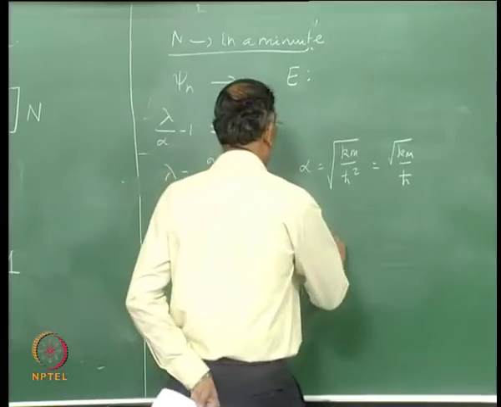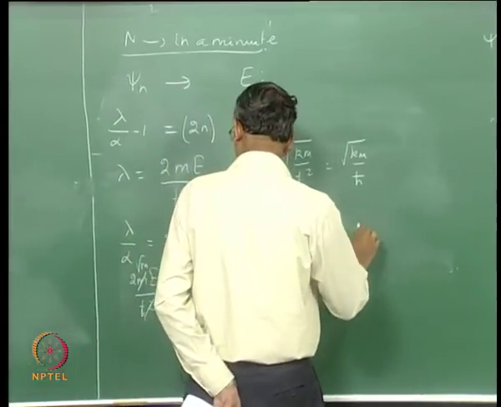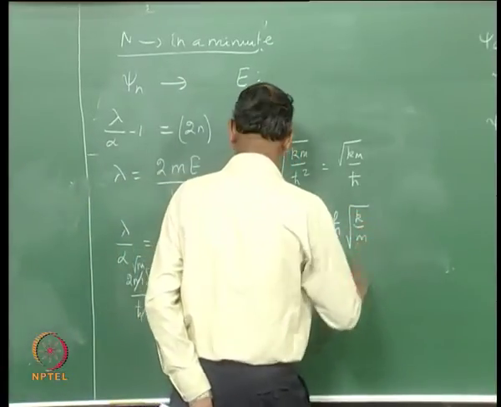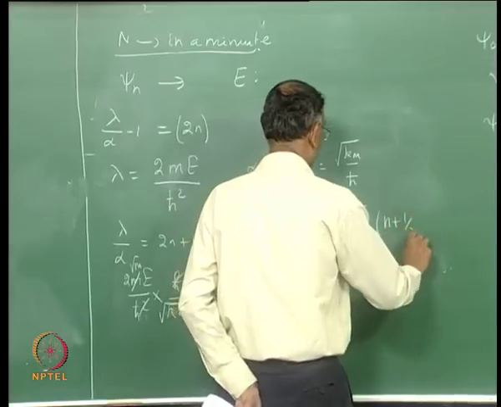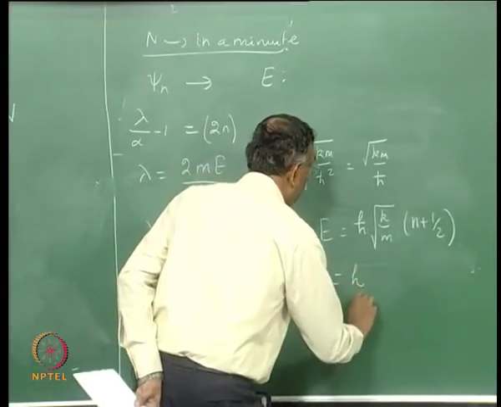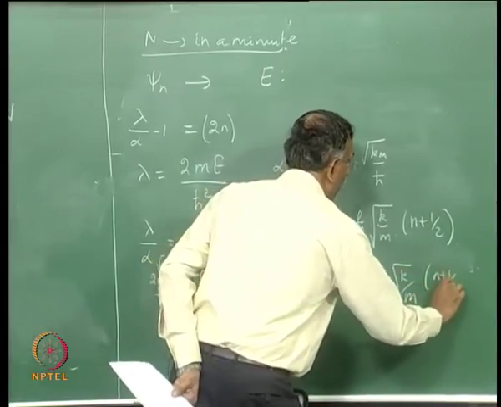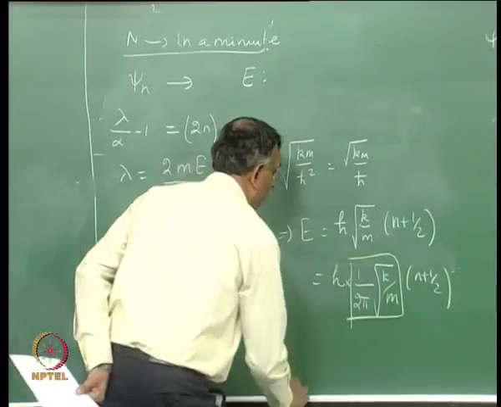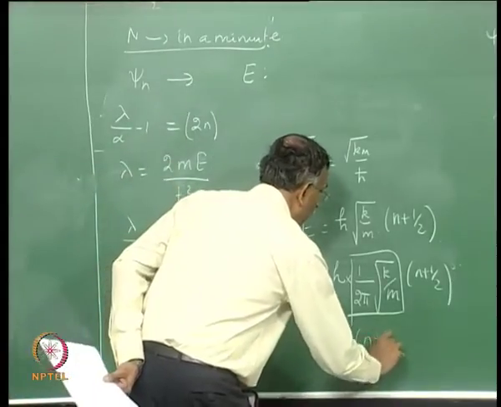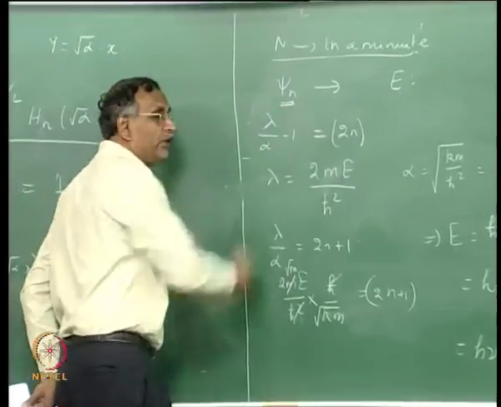So, the answer goes over to E is equal to h bar times the square root of k by m times n plus a half, taking the 2 to cancel out. And this is h times 1 by 2 pi times the square root of k by m times n plus a half. And you know that that is the harmonic oscillator frequency nu. Therefore, the energy of the harmonic oscillator is h nu times n plus a half, where n is the index associated with the wave function psi n.